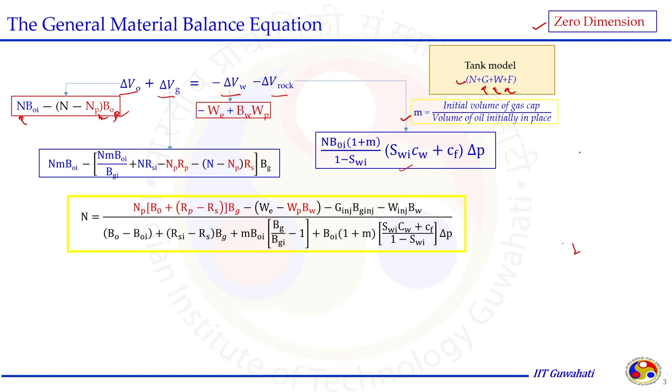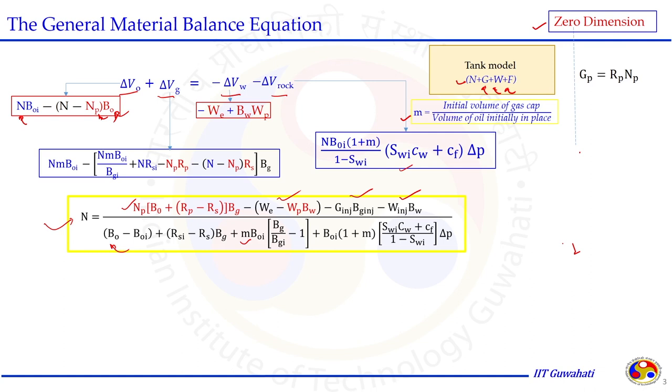Adjusting this equation, we reached the expression where N, the initial oil in place, can be explicitly expressed in terms of the different parameters involved in this tank model. For example, Np, the cumulative oil production, and the amount of gas produced is included in terms of M. We have the water term, the gas injection and the water injection. All the terms are related with respect to the formation volume factor for oil, gas and water, relating the reservoir condition to the surface condition.